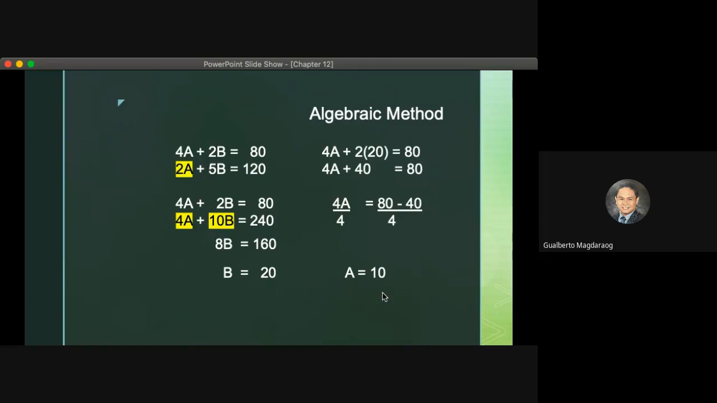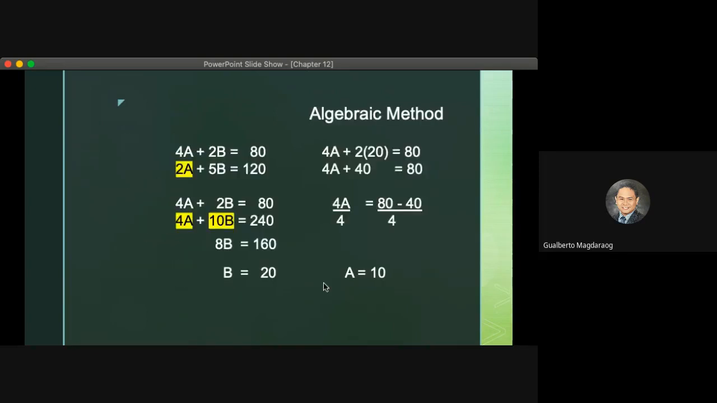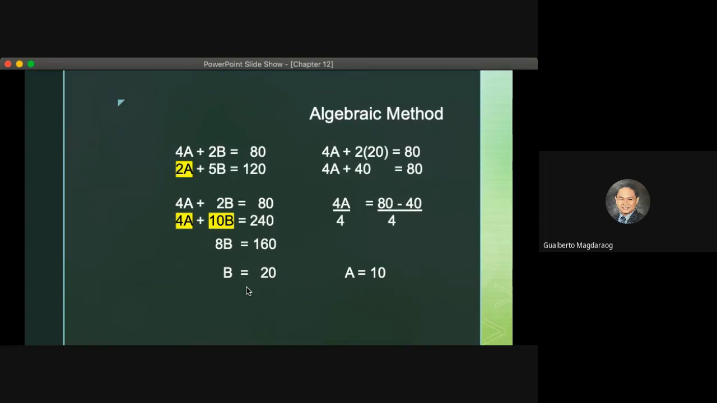So it is the same as in our graphical method, that A is 10, B is 20. Okay? It seems like it is easier to use the algebraic method. But actually, there is one more, which gives the same amount of contribution margin, which is the simplex method. So 3A plus 4B, or 3 times 10 plus 4 times 20, is 110.